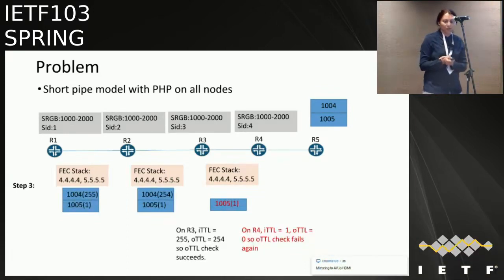So this was the problem in short pipe mode, where we don't copy the TTL from the top label to the bottom label. So let's see how it works in the uniform mode model, where we copy the TTL from the top label to the bottom label.